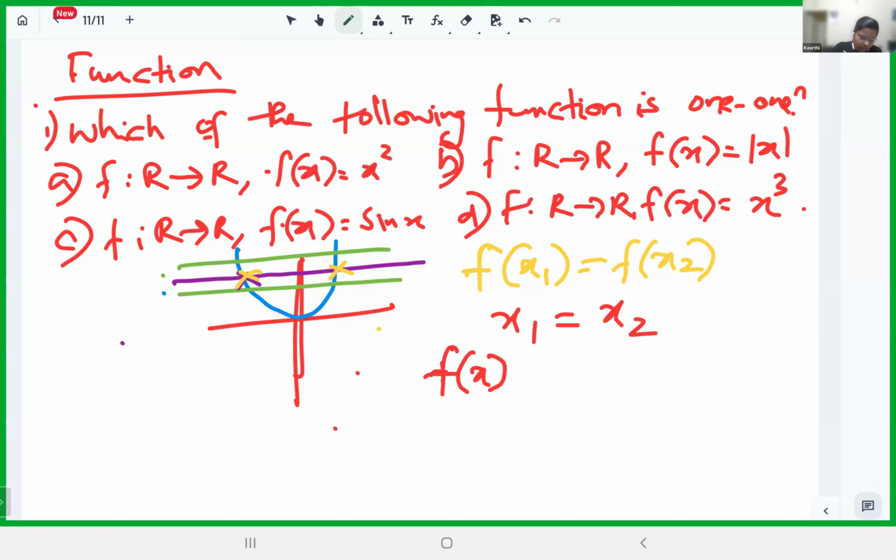We'll take x equal to 2. So what can you say about f of x? f of x is x square, right? So instead of x, you are putting 2. So 2 square. 2 square is nothing but 4.